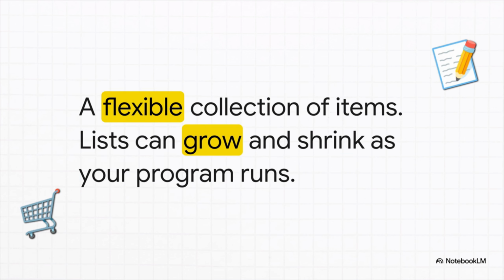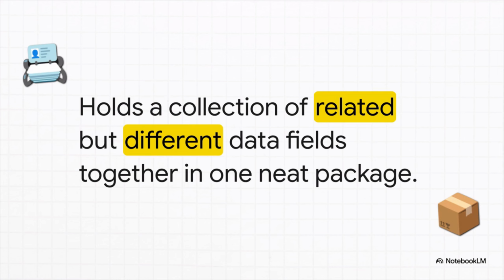But what if you need something a little more flexible? That's where a list comes in handy. Imagine a shopping list where you can just add new items to the bottom, cross things off anywhere you want, or change the order. Lists are dynamic, meaning they can grow and shrink while the program is running, which makes them incredibly useful.